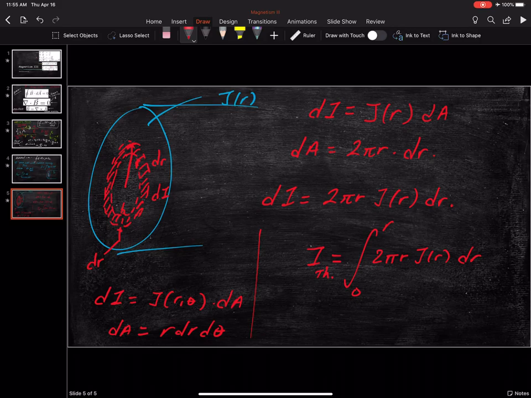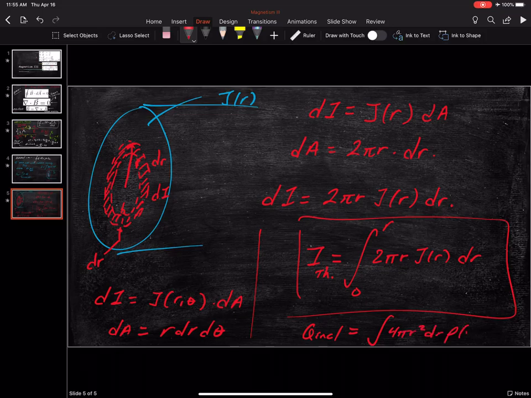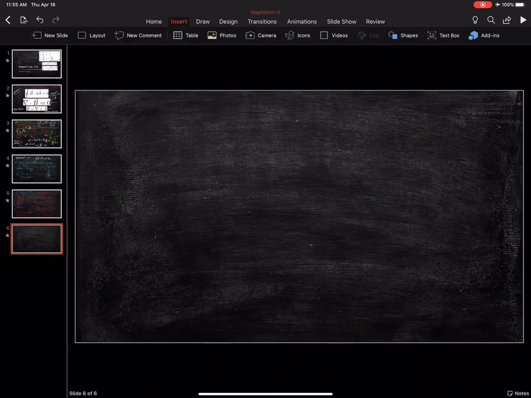And so that's a general case. Again, this might remind you a little bit of Q enclosed equal to the integral of 4 pi r squared dr times rho of r. It's the same sort of idea. A little bit different because you're integrating over an area versus volume, but it's the same idea. Okay, so with this in mind, let's do an example.